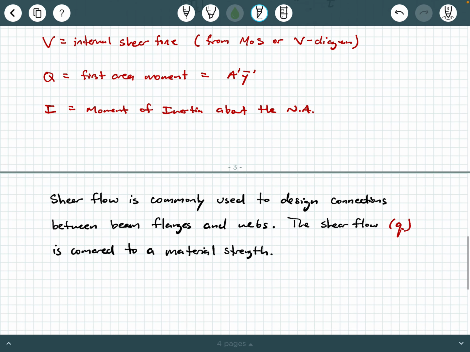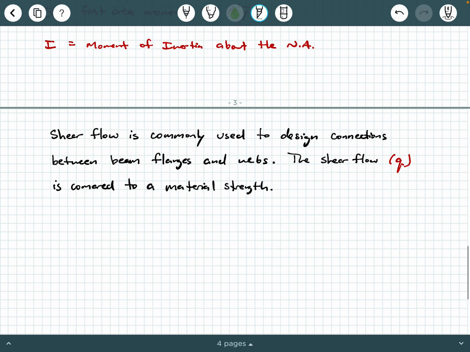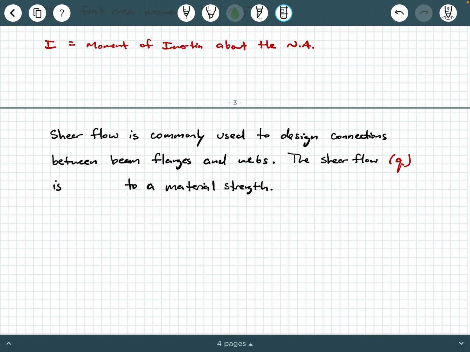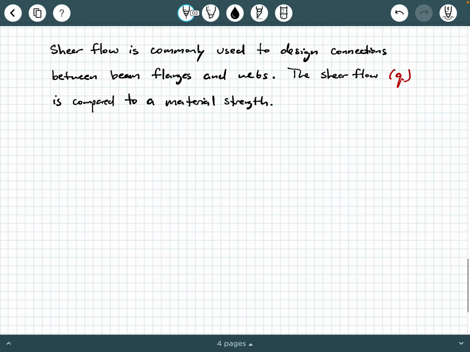Now, when do we use this? Why do we care about Q? Well, it turns out that shear flow, little q, is commonly used to design connections between beam flanges and webs. So the shear flow, little q, is compared to a material strength. All right, so let's think about this. Let's think about this application.